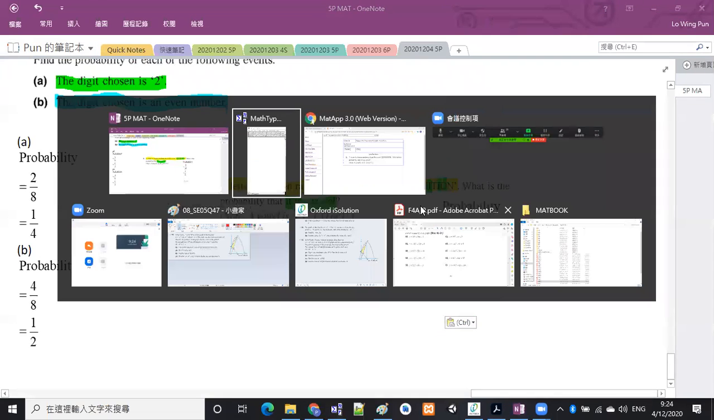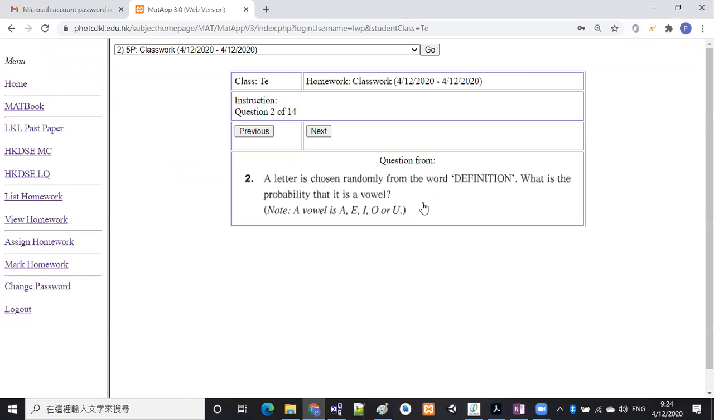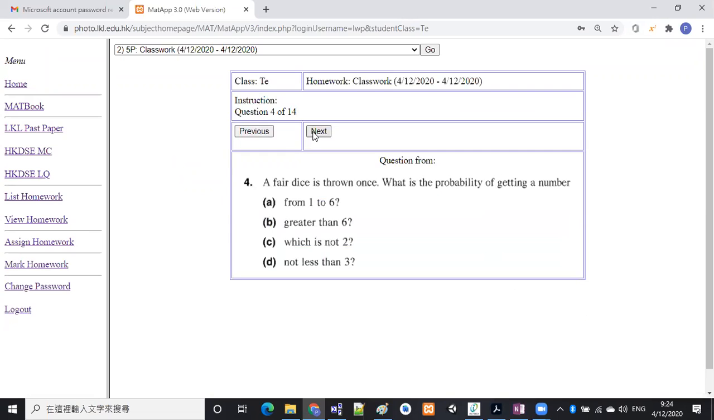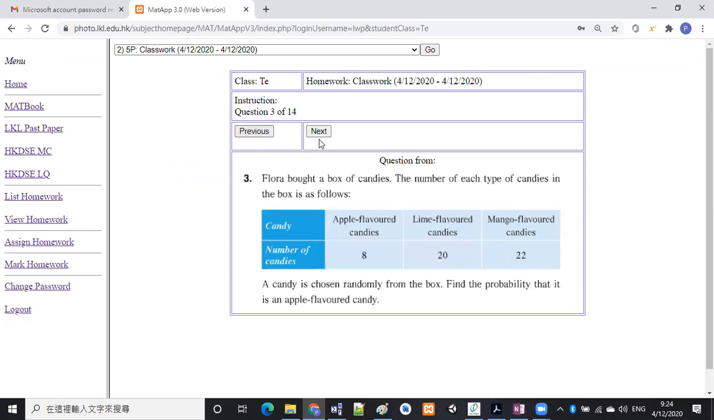So this is question number 2. And then number 3. Number 3. So Flora bought a box of candies. The number of each type of candies in the box is as follows. 好啦，而家係買咗一盒糖啦，跟住有唔同嘅味道啦，有蘋果味、青檸味同埋芒果味。咁 a candy is chosen randomly from the box. Find the probability that it is an apple flavored candy.